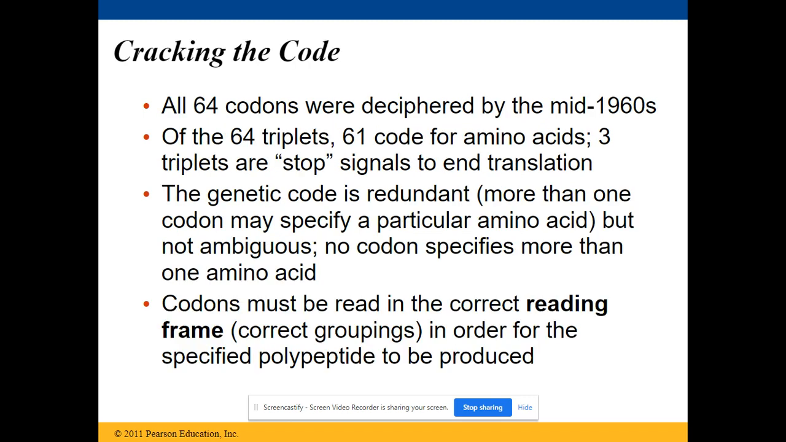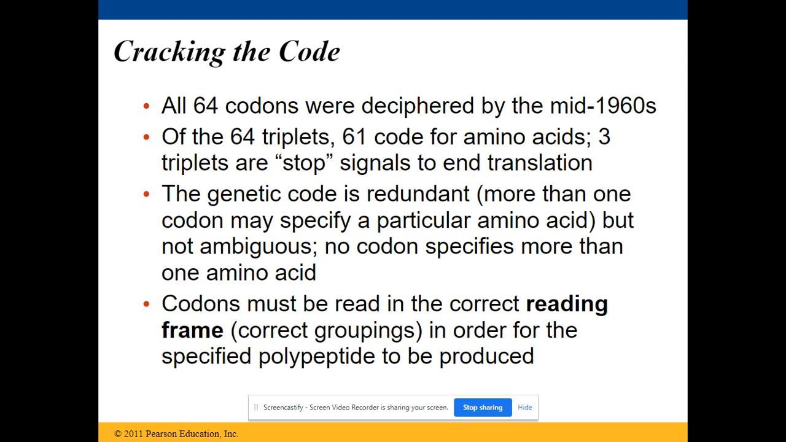All 64 possible codons were deciphered in the mid-1960s. Of the 64 possible triplets, 61 of them code for amino acids, 3 code for the word stop, which is the end of translation. Every single protein will end with one of those 3 triplets that codes for stop. This is what tells the ribosome to stop making proteins.